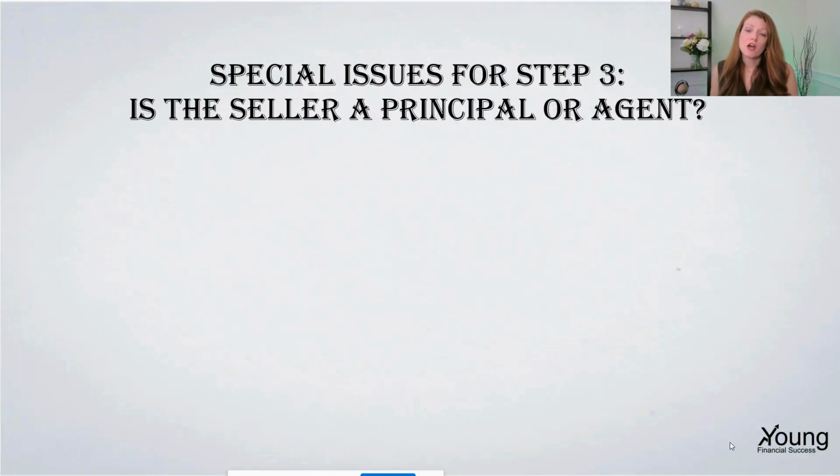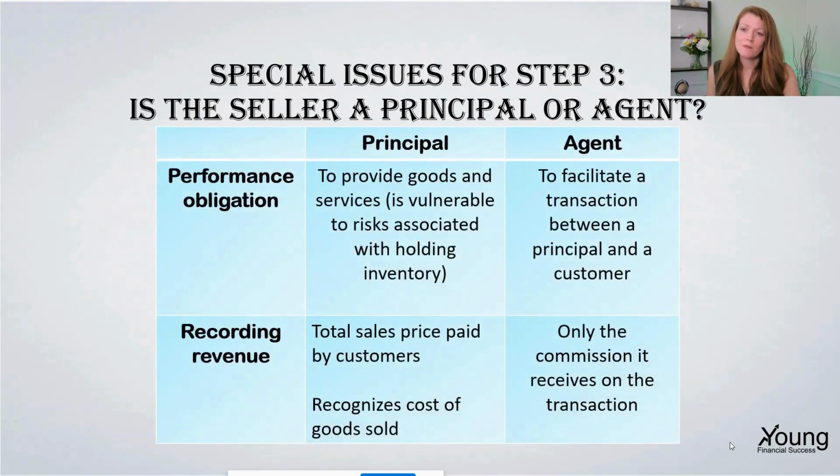So next we're going to talk about if the seller is a principal or an agent. This is something quite different. For a principal, there is a performance obligation to provide goods and services, and they're vulnerable to risks associated with holding the inventory. So the principal, this is someone on behalf of the buyer, they are actually going to be holding the inventory and they are liable for that.